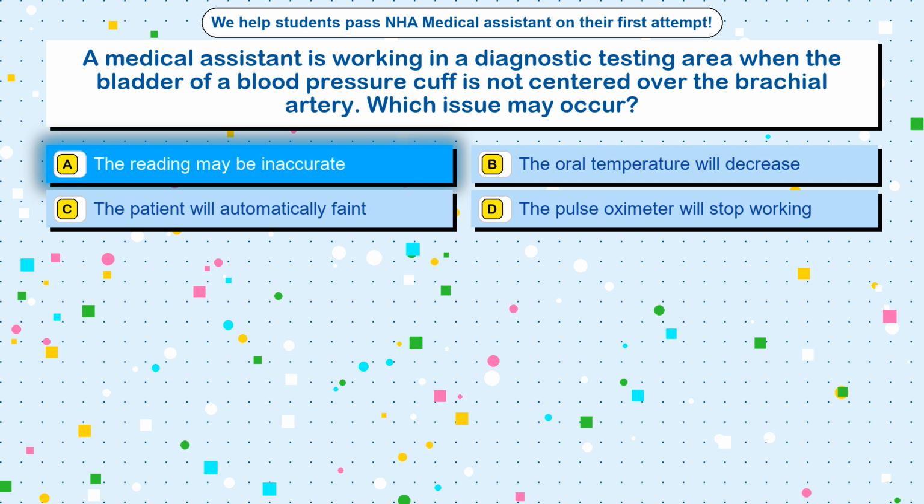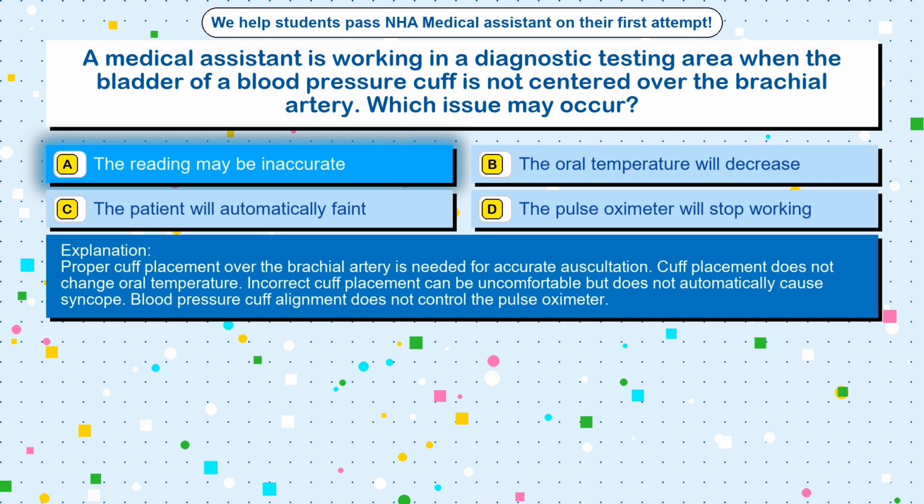The reading may be inaccurate. Proper cuff placement over the brachial artery is needed for accurate auscultation. Cuff placement does not change oral temperature. Incorrect cuff placement can be uncomfortable but does not automatically cause syncope. Blood pressure cuff alignment does not control the pulse oximeter.